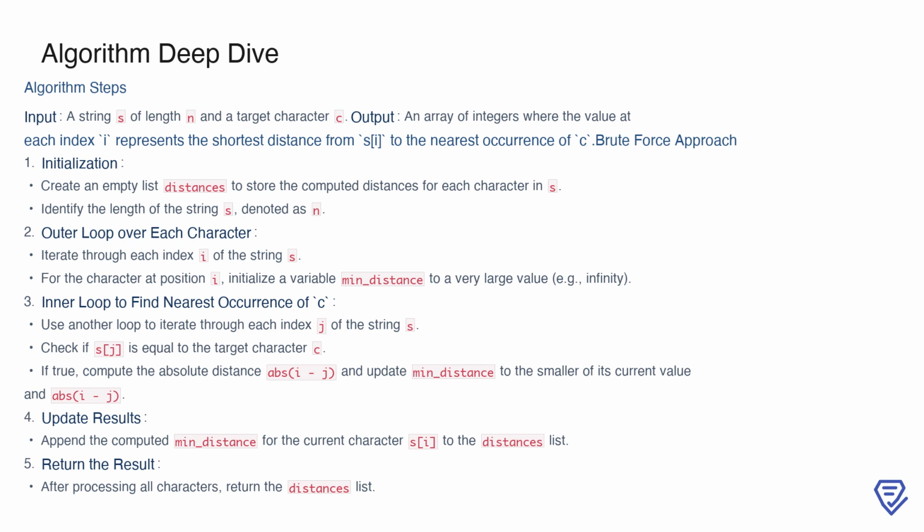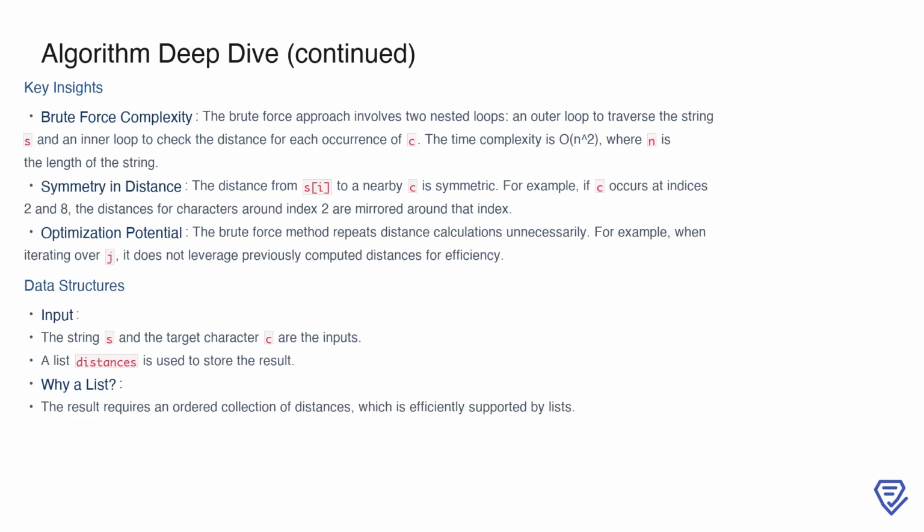After completing the inner loop for a given character, we append the final min_distance to the distances list. Once all characters are processed, the function returns this list of distances as the result. The brute force approach, while straightforward, is not optimal. It involves two nested loops. The outer loop processes each character in the string, while the inner loop checks the distance to every occurrence of C. This results in a time complexity of O(n²), where n is the length of the string.